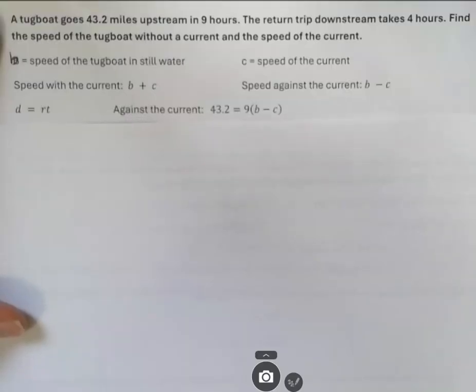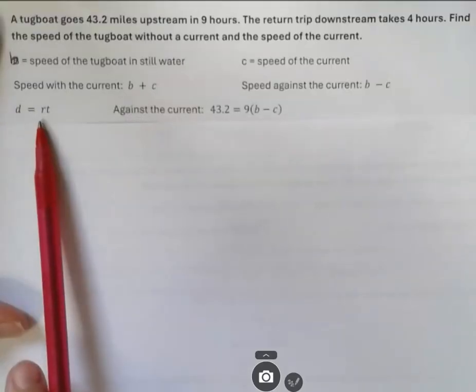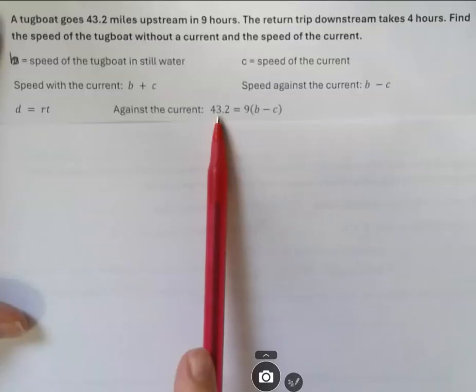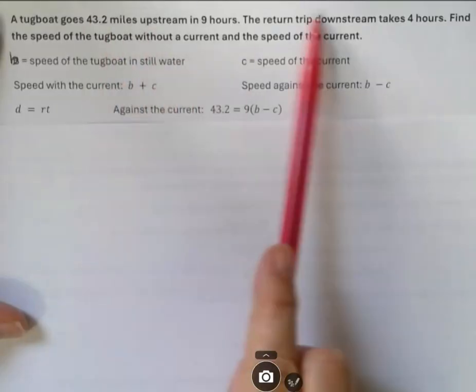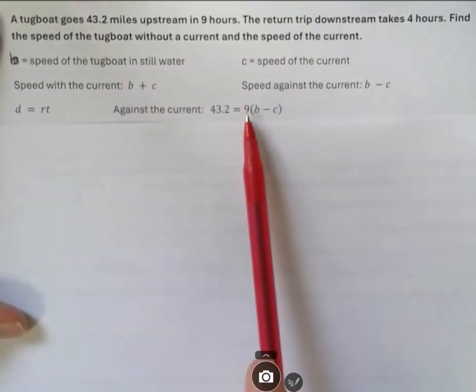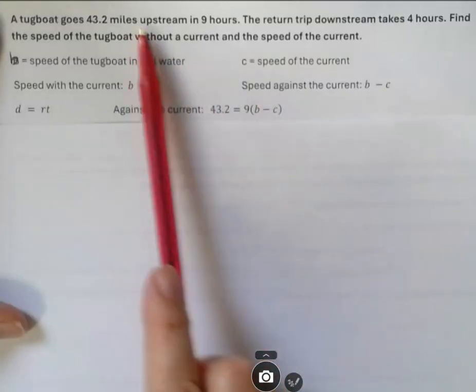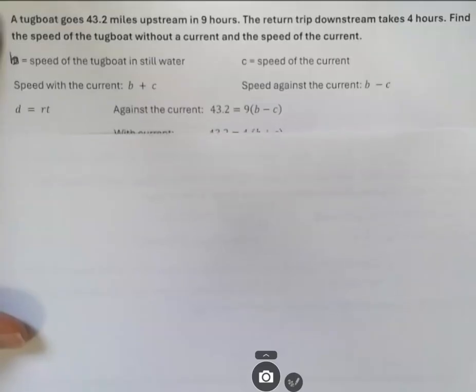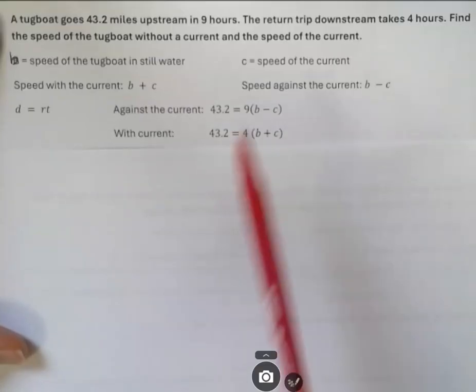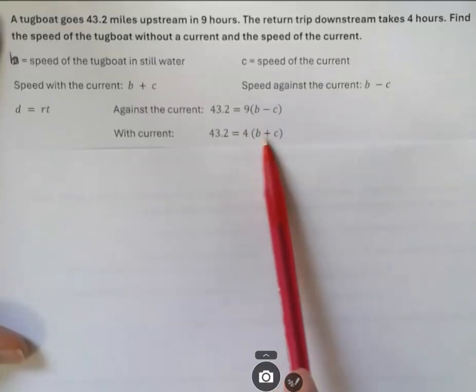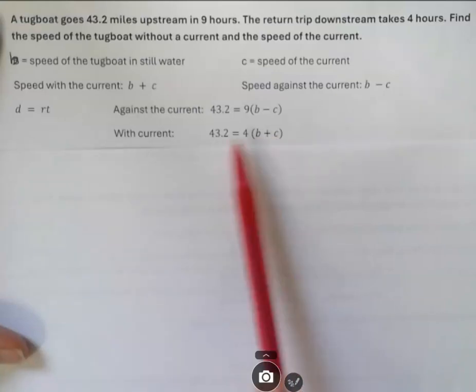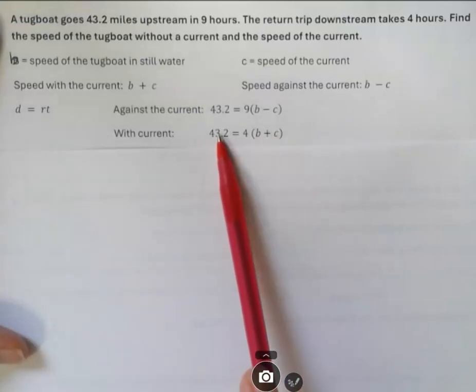Okay, so we know that we have distance equals rate times time. So our distance, 43.2, which should be the same for going up and back. It takes 9 hours when they're going against the current. That's upstream, goes against. Okay, and then with the current, it only takes 4 hours, and this time they're working together, so it takes 4 hours. The distance in both of those are the same.